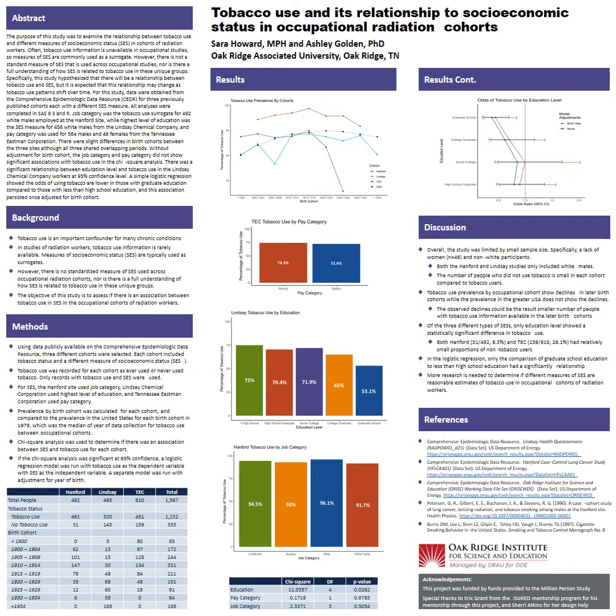Tobacco use prevalence by occupational cohort shows declines in later birth cohorts, while the prevalence in the greater United States does not show the same declines. The observed declines could be the result of a smaller number of people with tobacco use information available in the later birth cohorts. Of the 3 different types of SES, only education level showed a statistically significant difference in tobacco use. Both Hanford and TEC had relatively small proportions of non-tobacco users at 6% and 26% respectively.